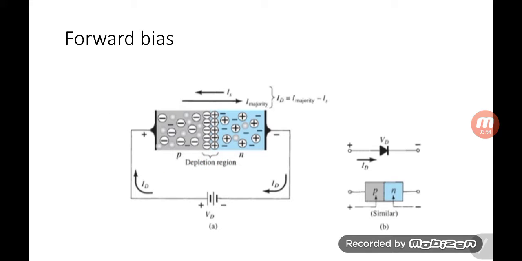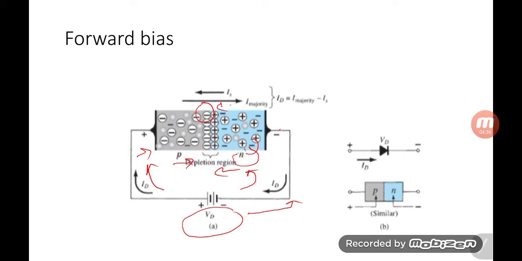So what will happen in forward bias? If you apply external voltage such that the positive terminal connects to the p-type material and the negative terminal connects to the n-type material, then the majority carrier electrons in n-type will be repelled from the negative terminal of the external voltage, and holes in the p-type material will be attracted from the positive terminal of the applied voltage toward the junction. Then the holes in p-type will recombine with the negative ions near the junction, and the electrons in n-type will recombine with the positive ions near the junction.